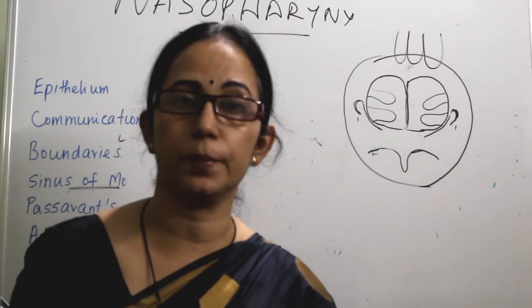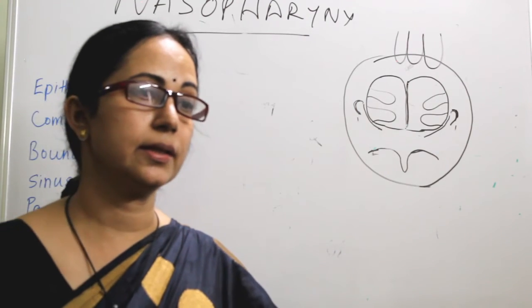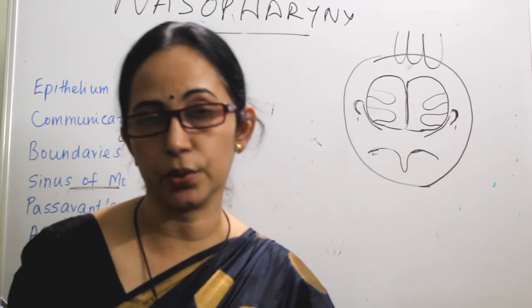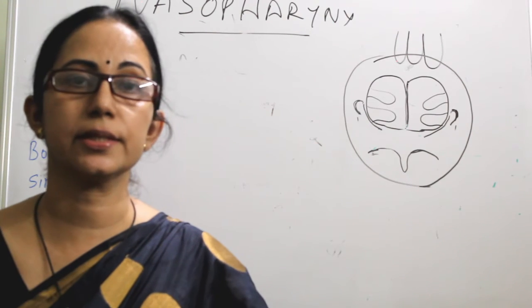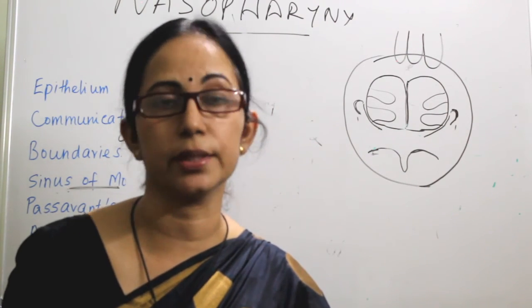Arterial supply is mainly from three arteries. They are the ascending pharyngeal, the sphenopalatine, and the artery to the pterygoid canal. And the venous drainage is mainly into the pterygoid venous plexus. From there it goes to the internal jugular vein.